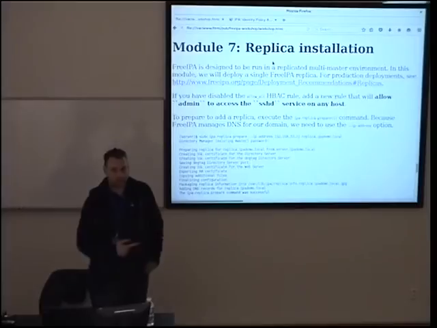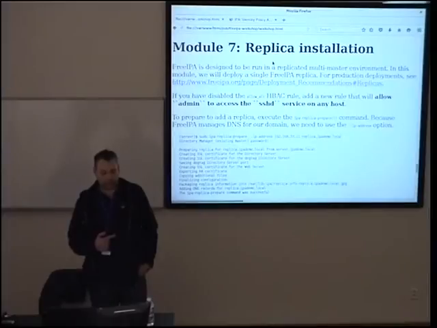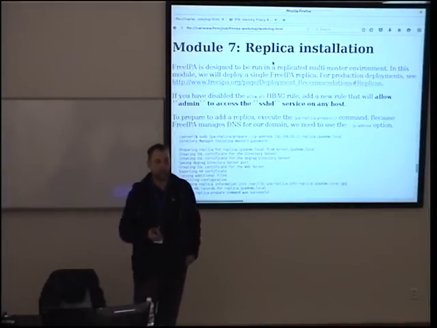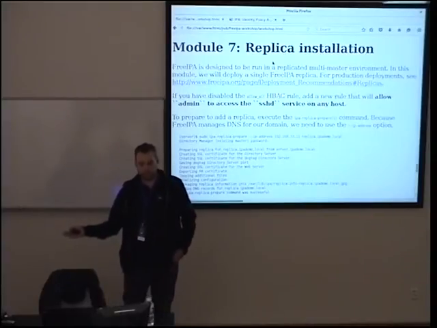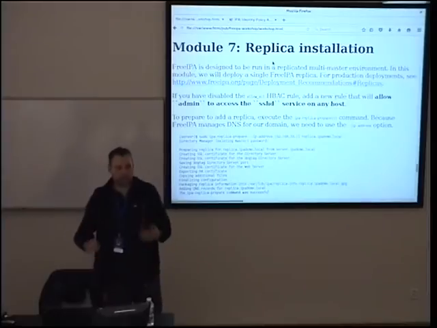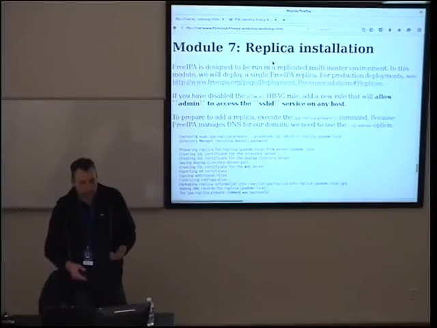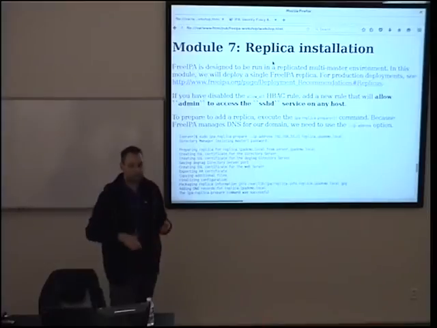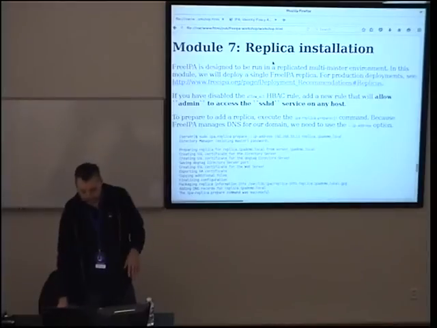So replica installation, that is module 7. Replica installation means that you just replicate your existing FreeIPA server onto another box. In practice, it means that you have a second IPA server available. This is good, for example, for load balancing. If you have a lot of load, then it makes sense to distribute the load across different machines, or for high availability. If one server goes down, then you still have another one which is available.